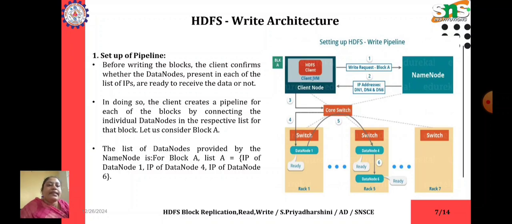Before writing the block, the client confirms whether the data nodes present in each list of IPs are ready to receive the data or not. So first a write request is made and then the IP addresses of the data nodes are checked. In doing so, the client creates a pipeline for each of the blocks by connecting the individual data nodes in the respective list for the block. Let us consider block A. The list of data nodes available are data node 1, data node 4 and data node 6.